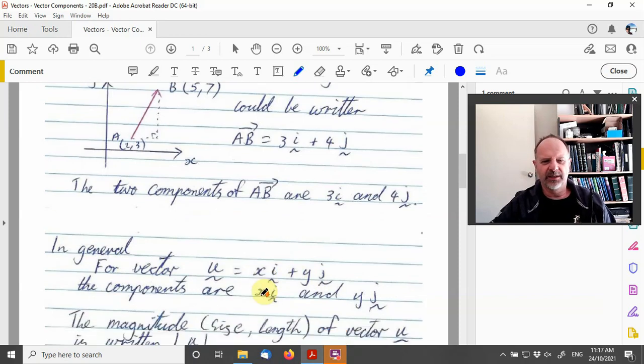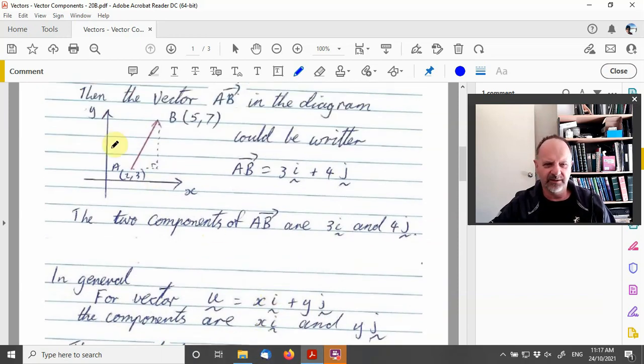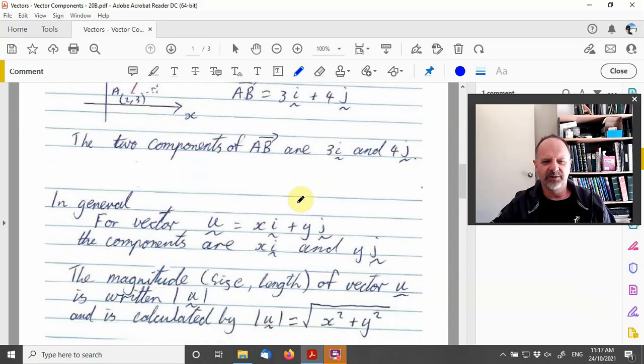Now, the magnitude, the size, the length of a vector. For this vector AB, if we wanted to know how long it is, we could draw it out like this and use Pythagoras: a squared plus b squared equals c squared. And of course we know the sides are 3 and 4.